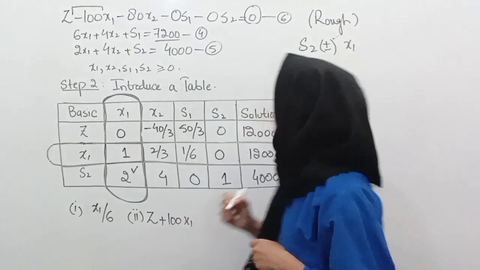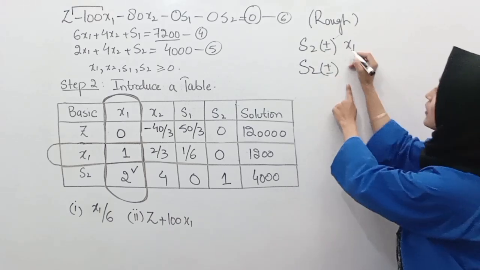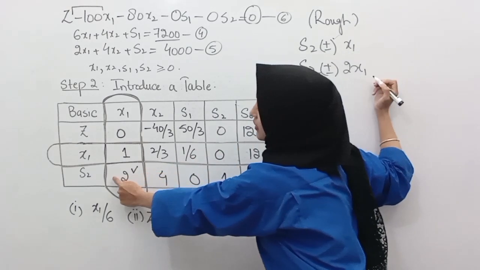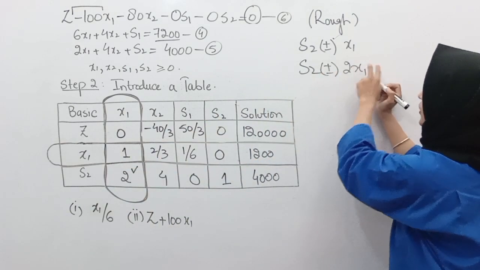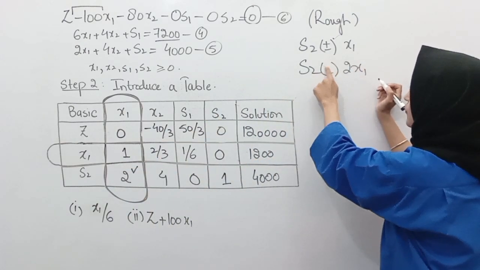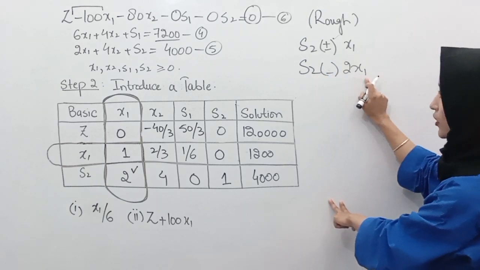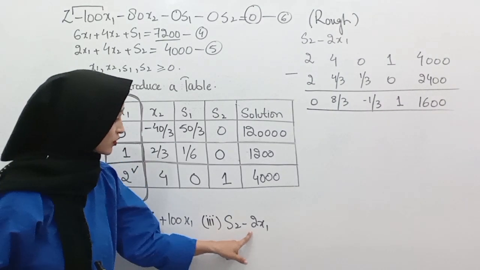So the row operation will be S2 plus minus. First we have to multiply 2 with x1, as there is previously a positive sign here and we need a negative sign here to subtract them to get a 0. So we simply remove the plus sign and the final row operation will be S2 minus 2x1. So the third operation that we are using is S2 minus 2x1.